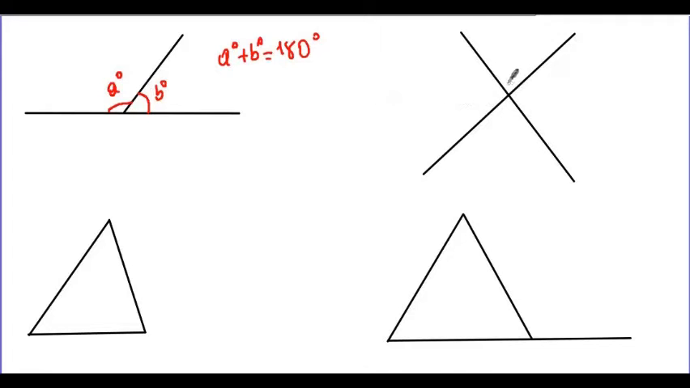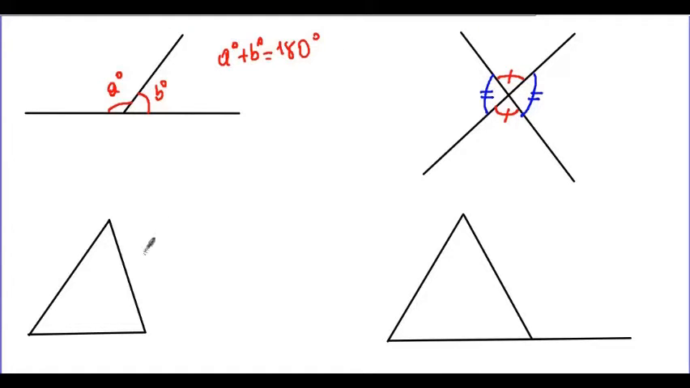The second one is about the vertical angles. The vertical angles always have the same measure. For example, this angle and this angle have the same measure, and this angle, let's put this mark, and this angle. These angles have the same measure.